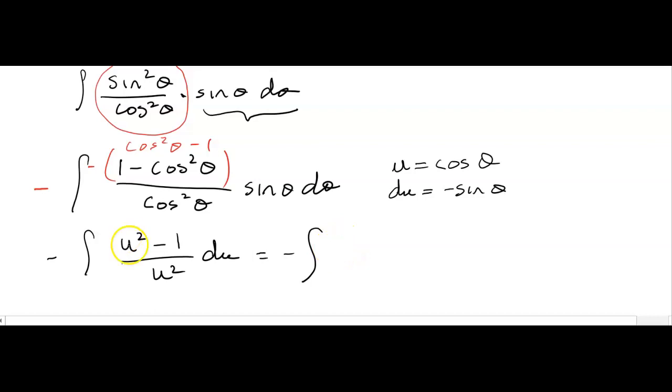So I can now split it up. I can take u squared over u squared minus 1 over u squared, which is going to give me 1 minus u to the negative 2 du. And you can easily integrate. Integrate 1, you go to u. Integrate u to the negative 2, that's going to raise up to negative 1. And then multiply by negative 1 is going to make it plus 1 over u to the negative 1, plus c.